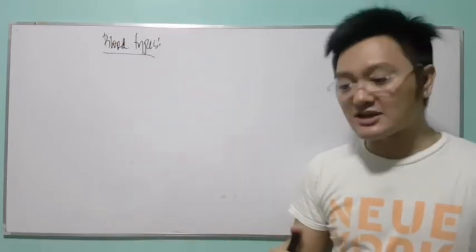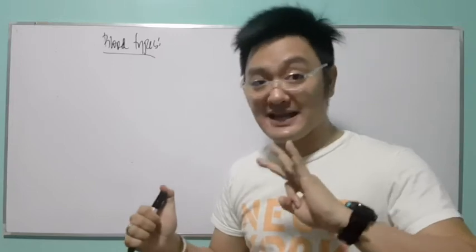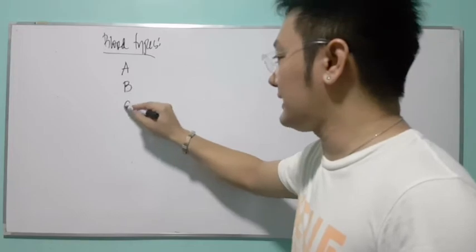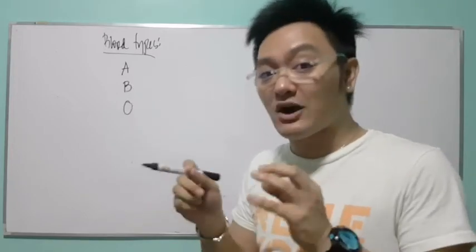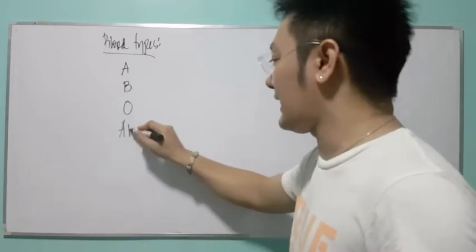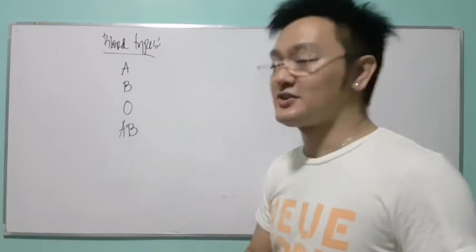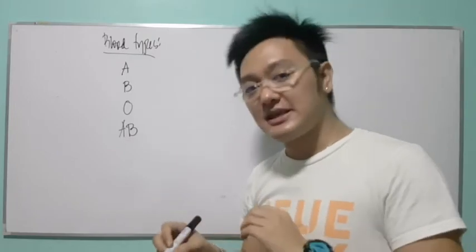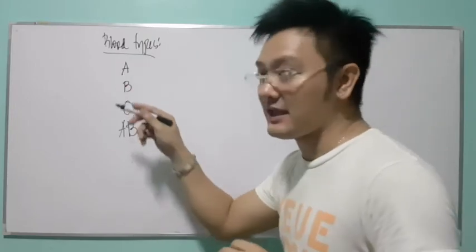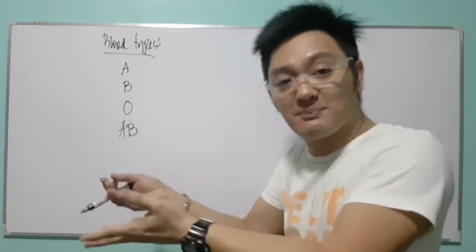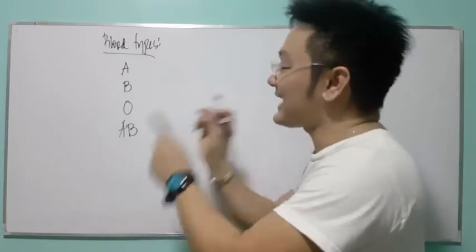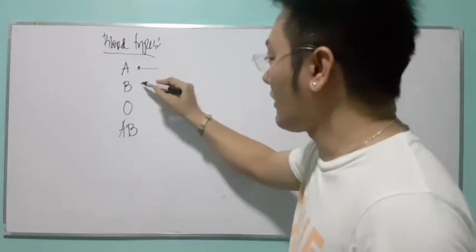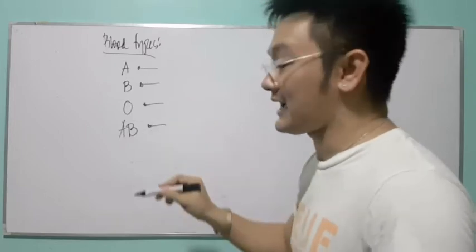Okay? Now, we have actually 3 blood types, right? You have your blood type A, blood type B, and blood type O. And of course, pag nakumbine yung A and B, we call that type AB. So you have blood type A, B, O, and AB. The question here is, if your patient is blood type A, what type of blood can be given to your patient? Anong dugo ang pwedeng maisalin pag yung pasyente mo ay type A?